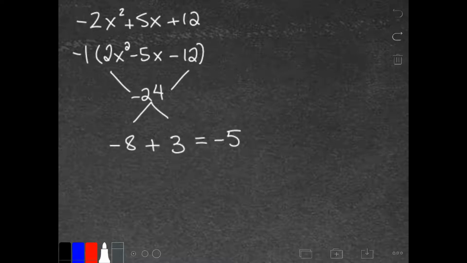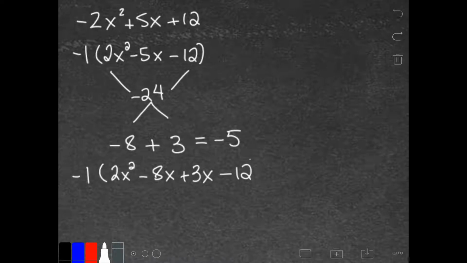So we can rewrite our trinomial as a 4-term polynomial, except we're going to have that negative 1 just hanging out in the front. So that's going to give us negative 1 in parentheses, 2x squared minus 8x plus 3x minus 12.